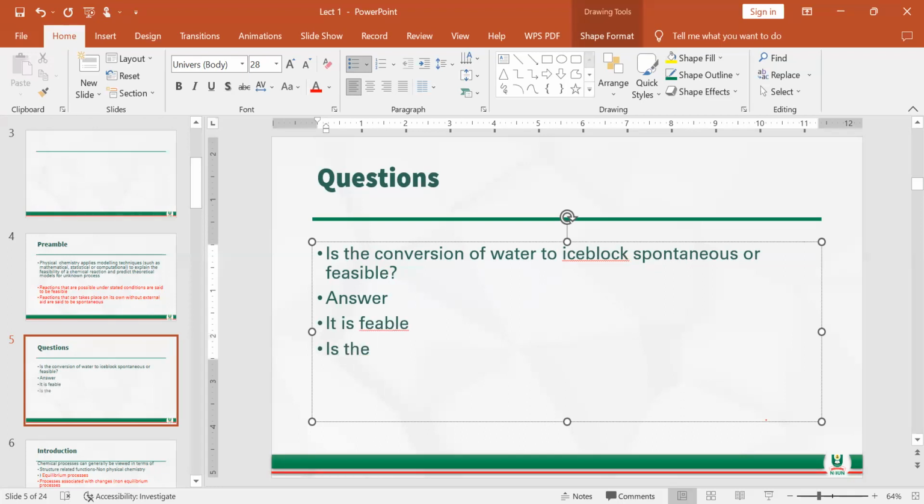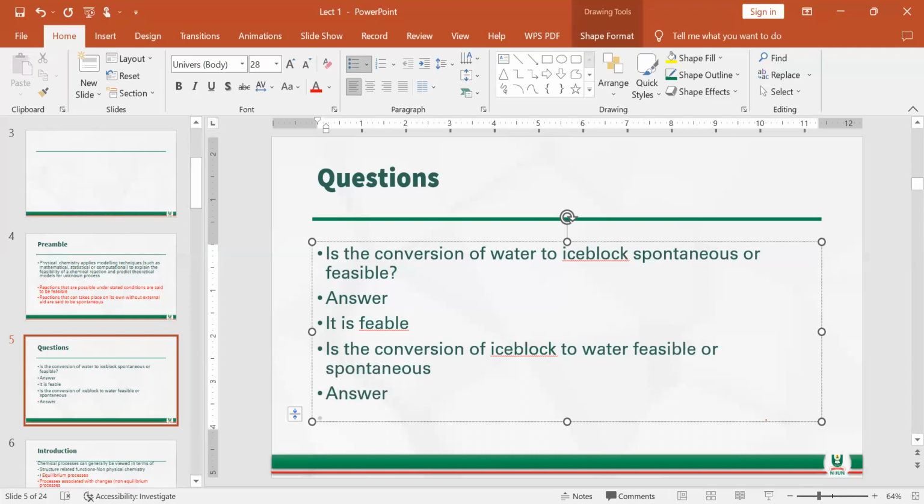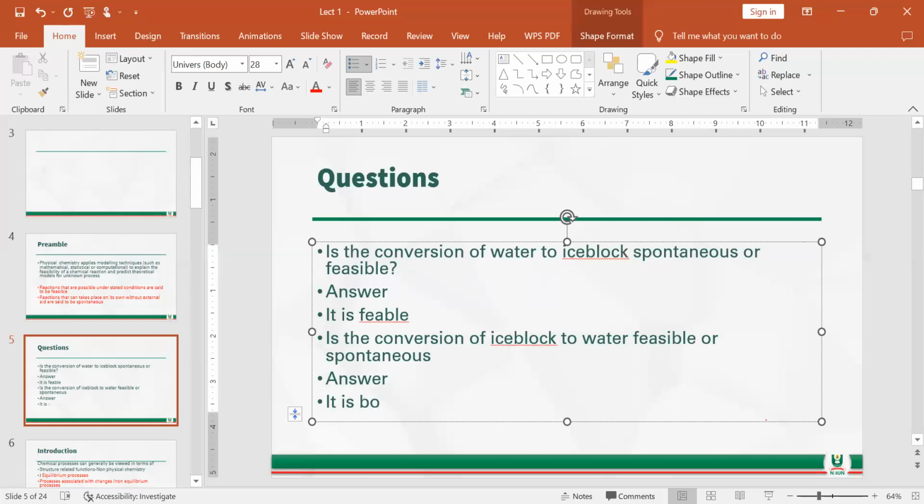So, is the conversion of an ice block to water feasible or spontaneous? The answer is that it is both feasible, it is possible, and spontaneous. It is spontaneous because it can occur on its own, and it is feasible because it is possible. So you can be able to picture many other things on it.